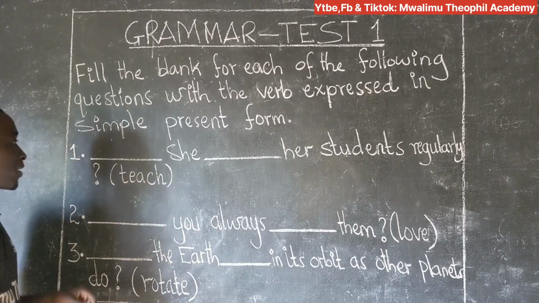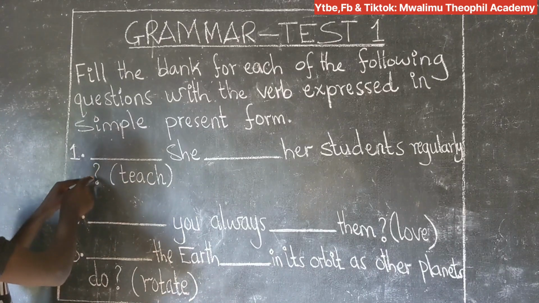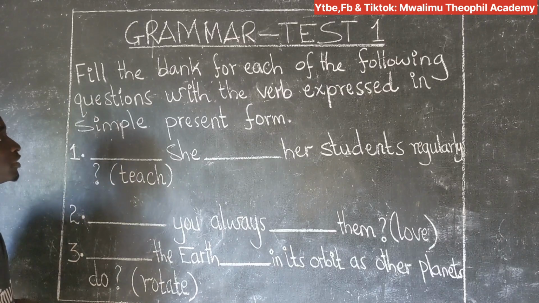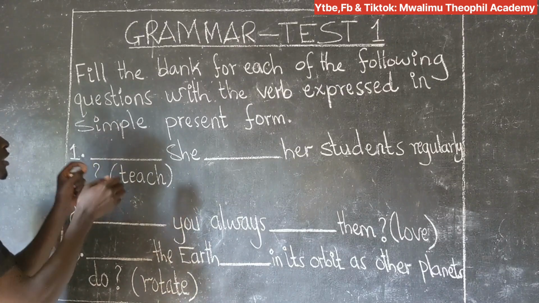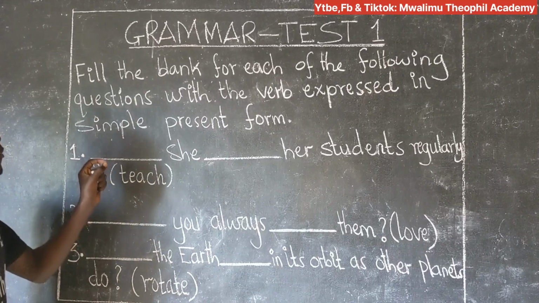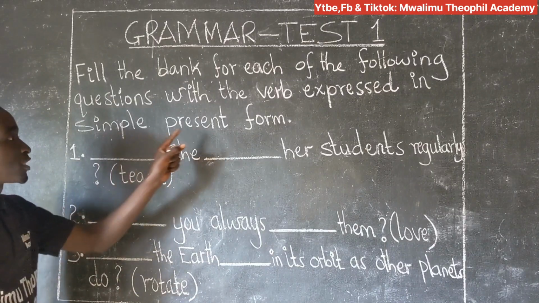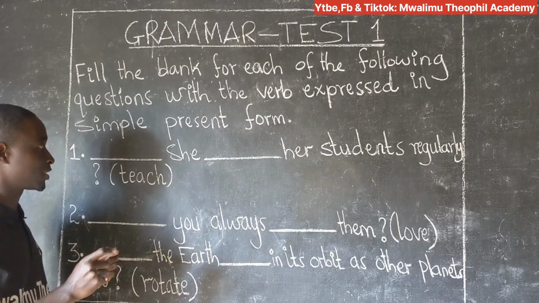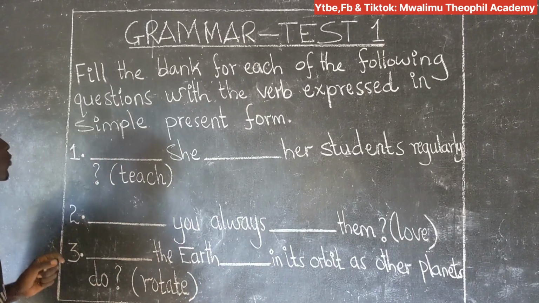Let's start discussing together. Here we have a question mark. It means that this question is in interrogative form. If it is interrogative form and we are required to express it in simple present form, it means that you should start with do or does. In this case, we are going to start with does.